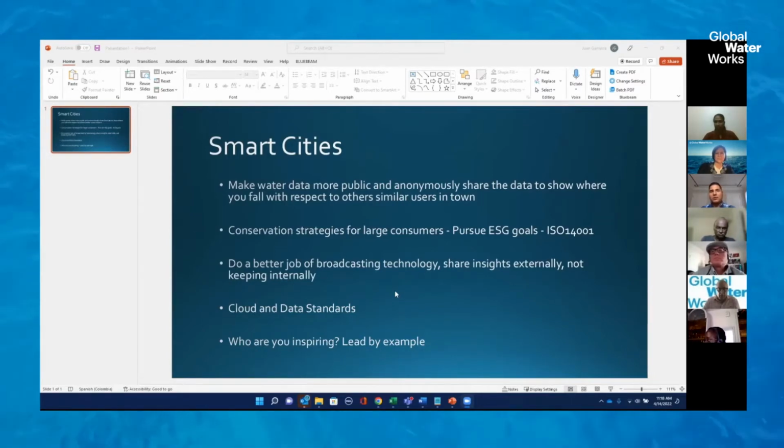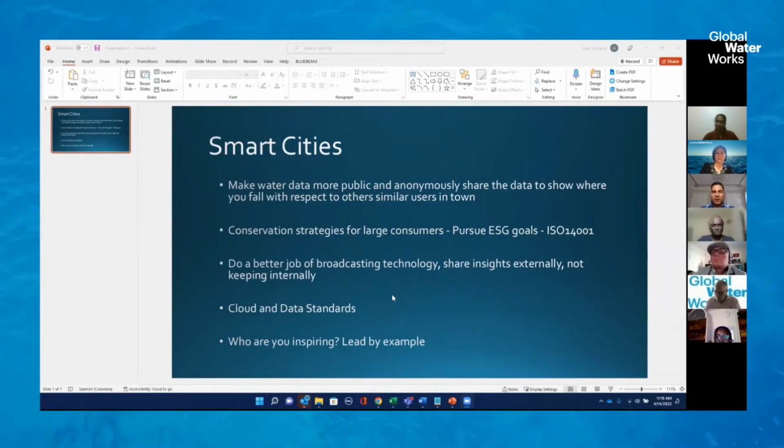The other thing is doing a better job of broadcasting technology. There's a lot of great information that is learned through utilities, but unfortunately, a lot of that is kept internally. They're afraid to share things externally, right? So being able to share with others, because others may not have the opportunity or the time to put in all of the legwork that's already been done by others. Sharing that information externally is going to help move the needle.